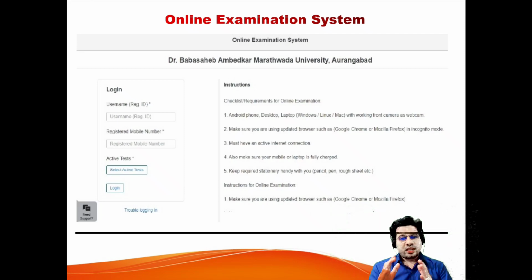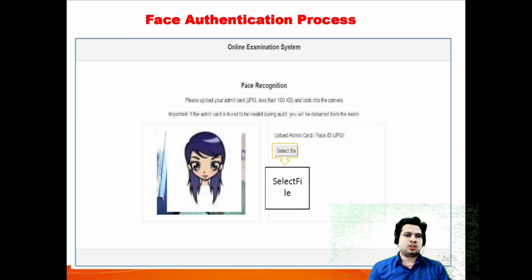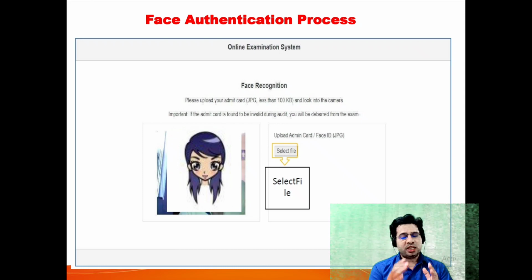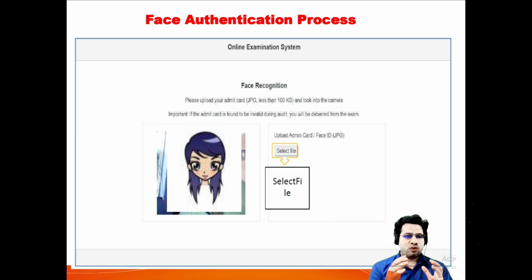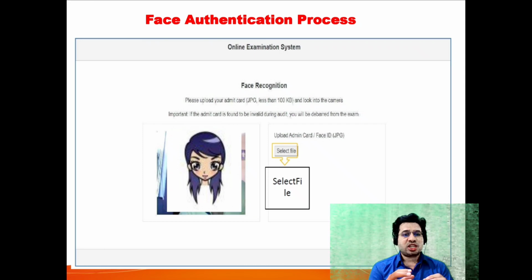At the end, the candidate will be redirected to the face authentication process. When we are redirected to the hall ticket photo ID verification or face authentication process, please click on select file and upload your photo ID. As I have already mentioned, the photo ID must be in JPG format only. For the photo ID, the candidate can upload the hall ticket or any valid ID which has a recent photograph, but as I have already mentioned, it must be less than 100 KB.